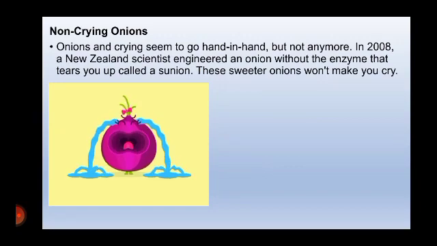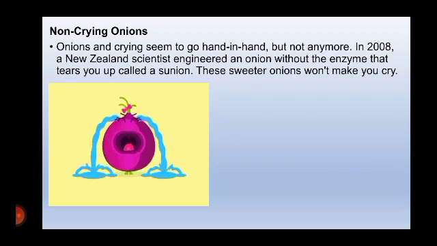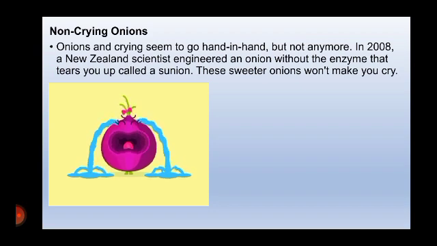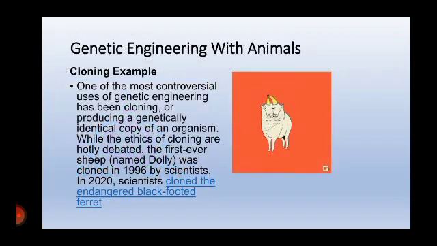Next is the non-crying onions. Onions and crying seem to go hand in hand, but not anymore. In 2008, a New Zealand scientist engineered an onion without the enzymes that tear you up, called Sunion. These sweeter onions won't make you cry.